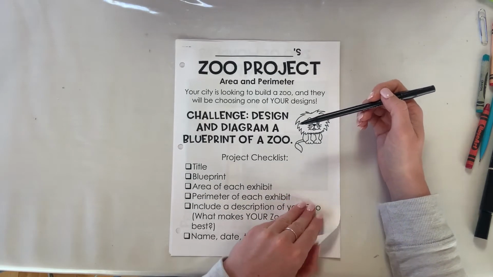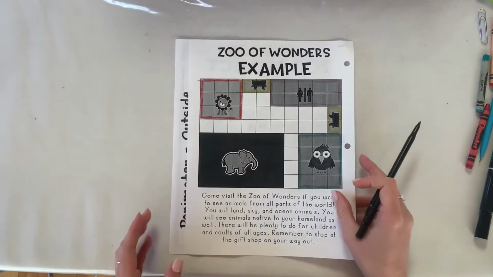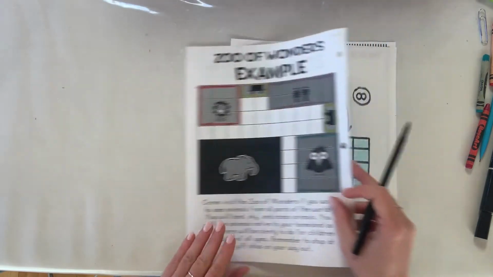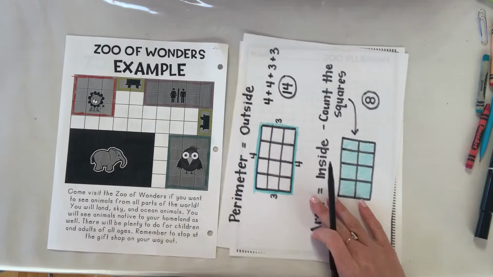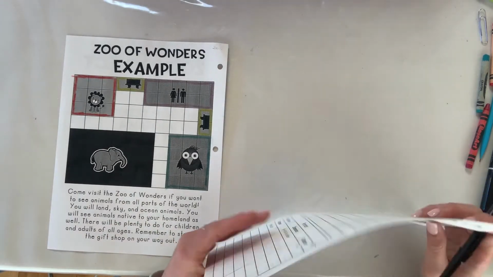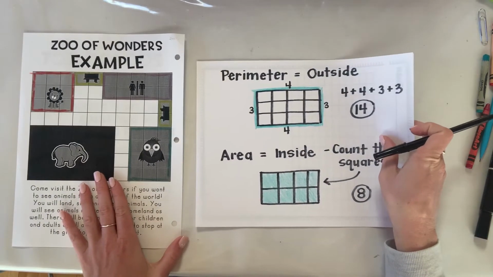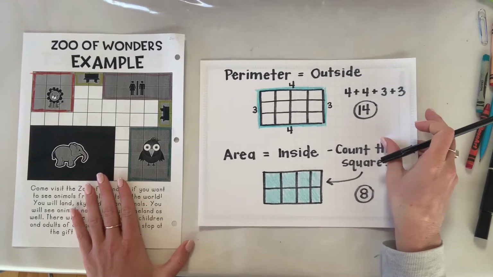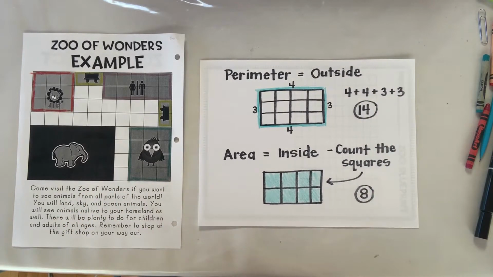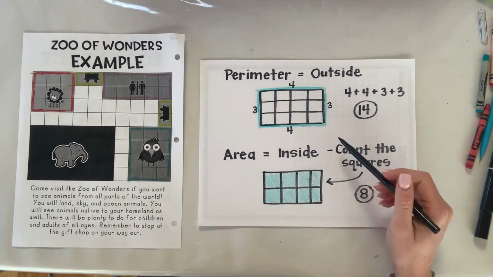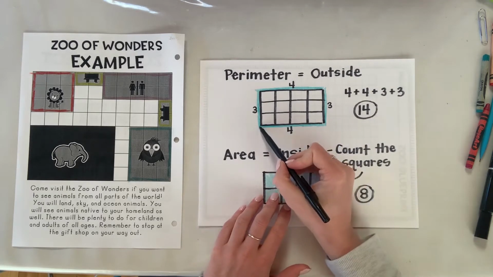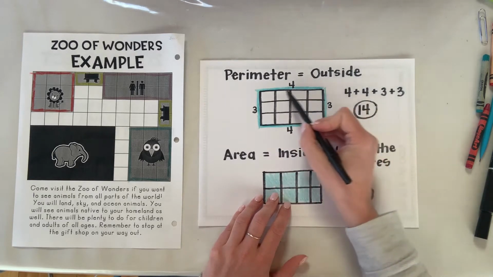So here we go. Here is an example of a zoo that would be really helpful for you to look at. But before you do, we need to figure out a little bit about what is the perimeter and what is the area. So when it's talking about the perimeter, it's the outside of a shape.